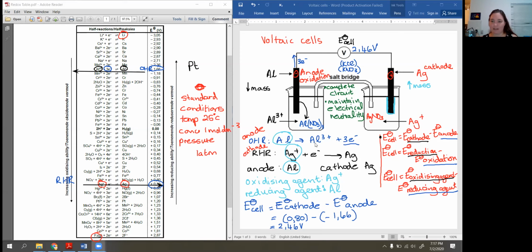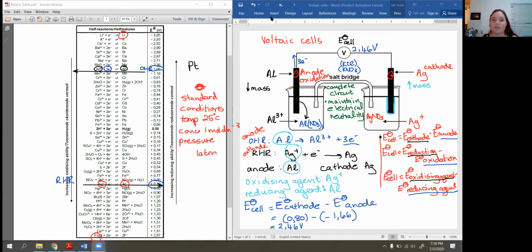Now, hopefully at this point, all of you are comfortable if I give you a really easy, randomly chosen example to work out the oxidation half reaction, the reduction half reaction, to identify the anode, the cathode, the oxidizing agent, the reducing agent, and hopefully to work out the E theta cell. What we haven't yet done is something called the cell notation.